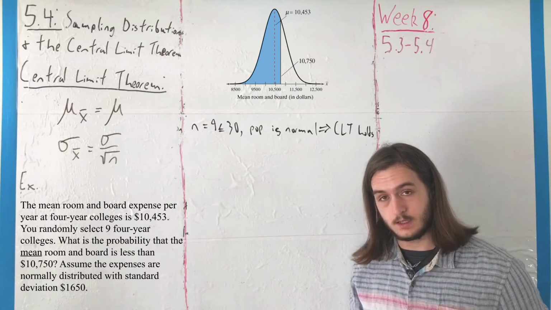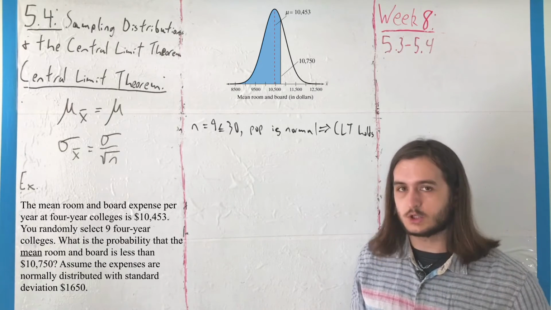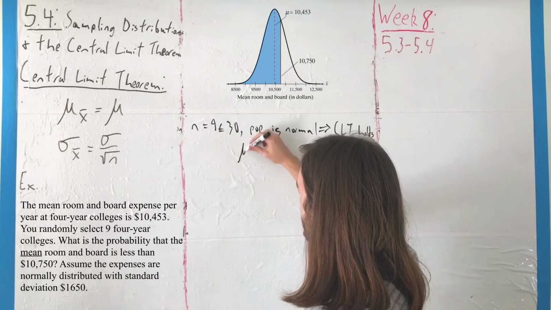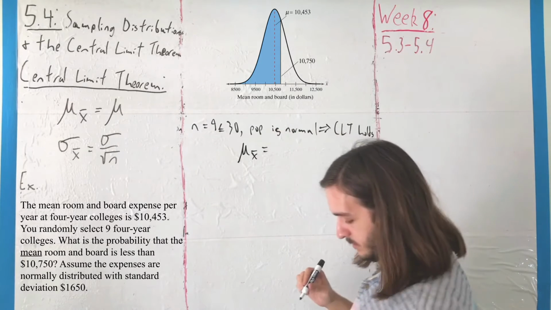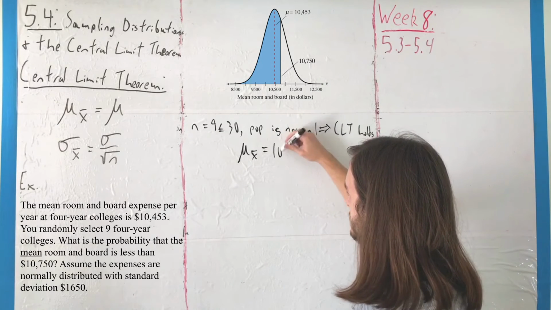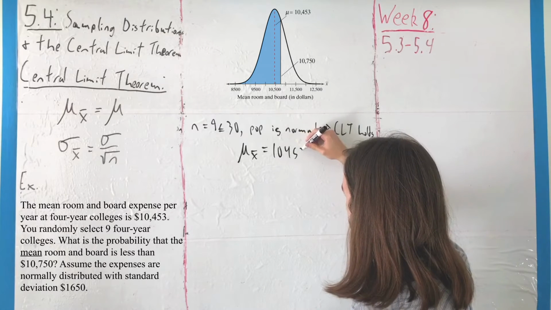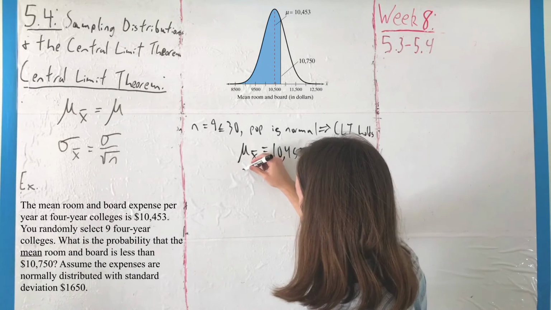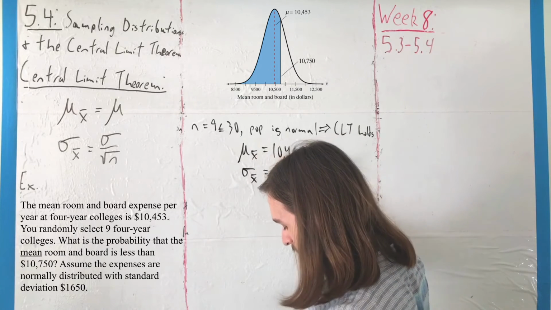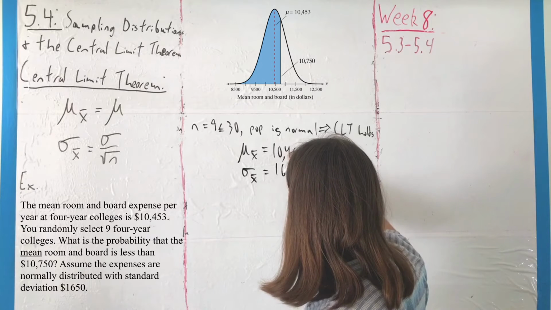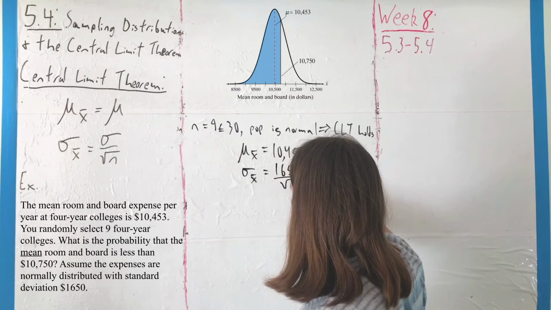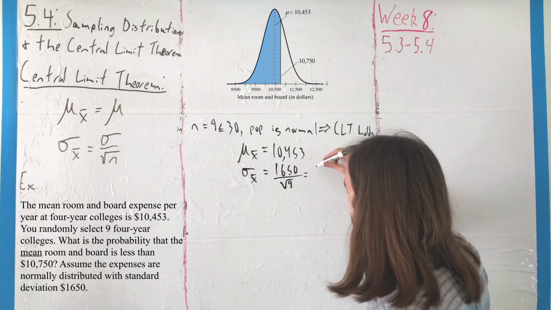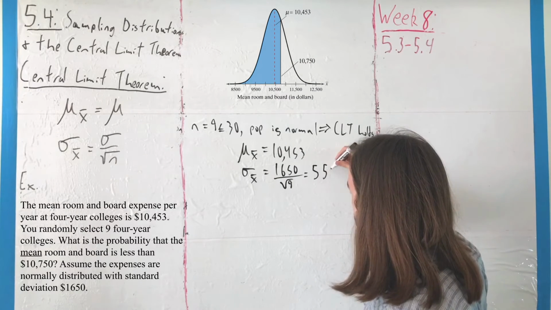And as a result, we can then talk about what's going on here in terms of our mean of sample means, mu sub x bar, where here mu sub x bar is going to be equal to 10,453, and sigma sub x bar, our standard error, is going to be 1,650 divided by the square root of 9, which here, hey, it's a perfect square, and it divides in nicely. So this is one of those rare cases where the rounding actually does work itself out, and we get a nice number.